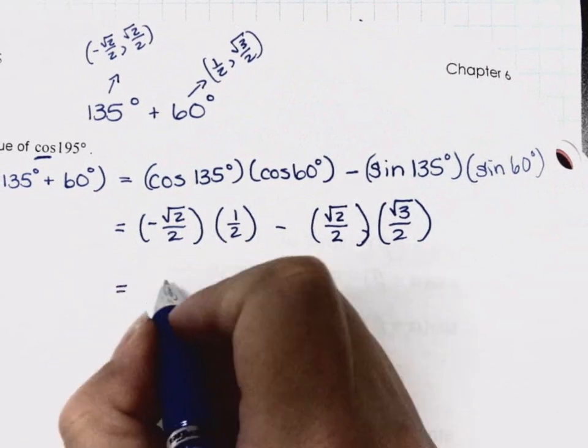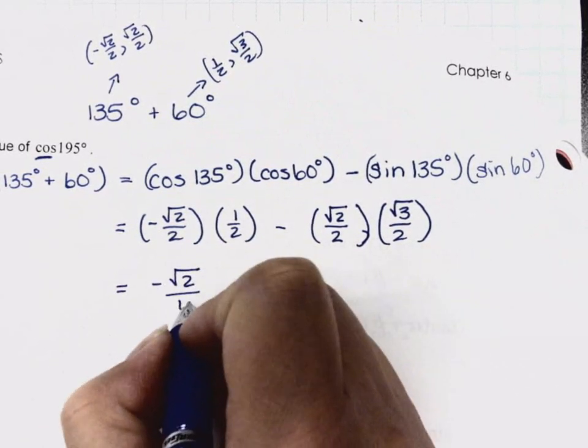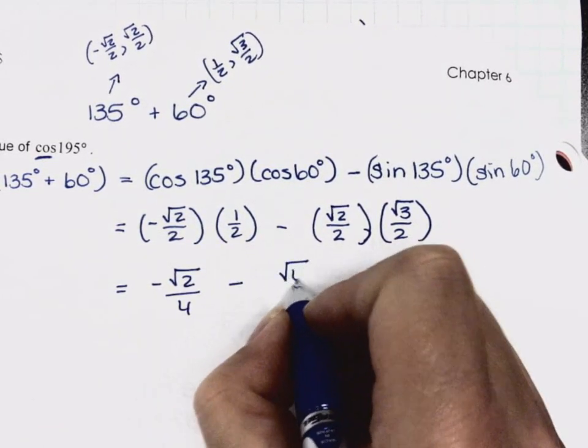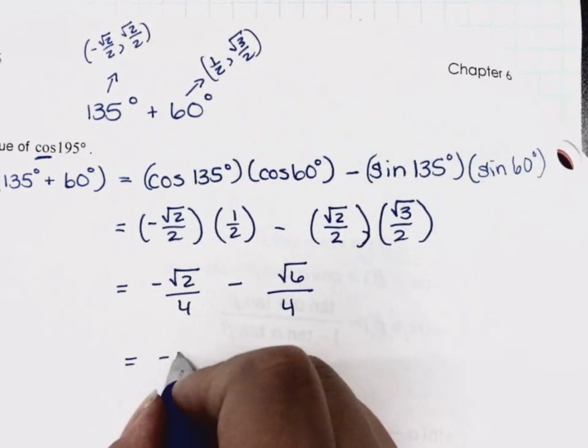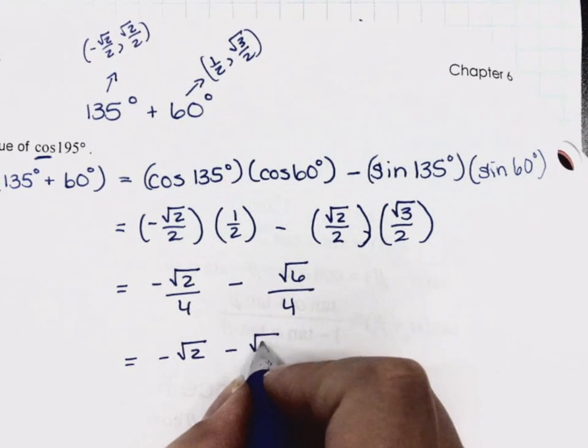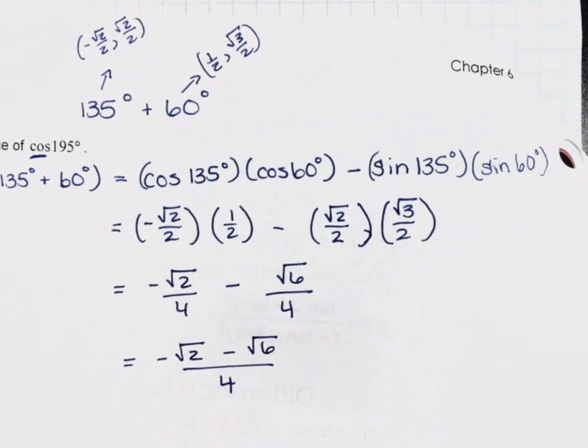So nothing too terrible here. I'm going to have negative root 2 over 4, subtract positive root 6 over 4. So my answer is going to be negative root 2 minus root 6 over 4.